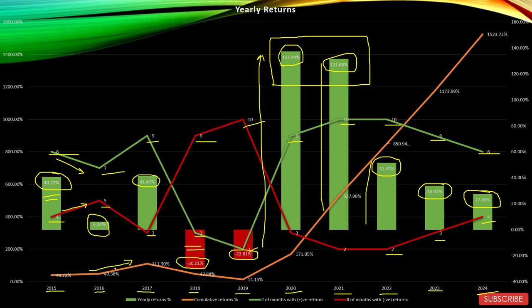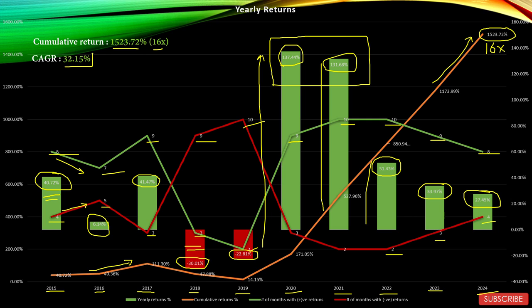If we see the cumulative returns and follow this orange line, we can see that the 10 years cumulative returns are 1523.72%, which is more than 16x in the last 10 years, which is not bad at all. Let's see the key takeaways. So the cumulative return is 1523.72%, which is more than 16x.